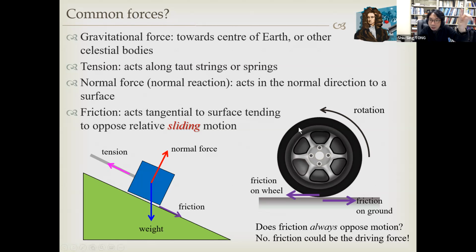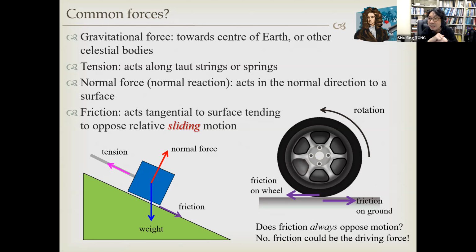Now, if you consider a rotation of the wheel in this way, there would be a frictional force applied by the wheel on the ground, right? And the frictional force is in the backward direction because the wheel is rotating this way and it's rubbing the ground, right? So it rubs the ground this way, and so it applies a frictional force backward on the ground. And by action and reaction, the ground also applies a frictional force on the wheel, and that frictional force is in the forward direction.